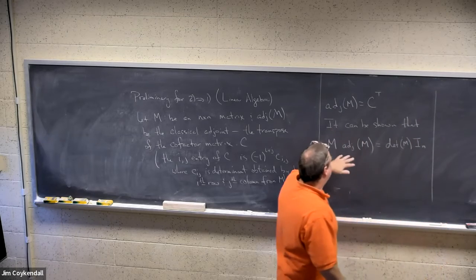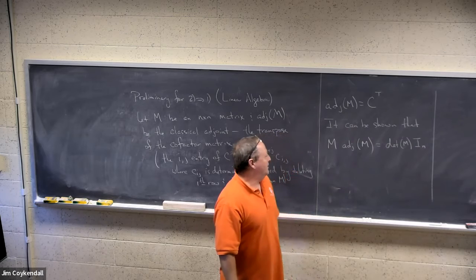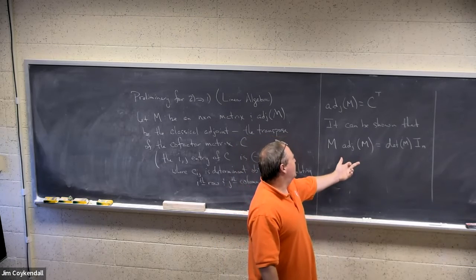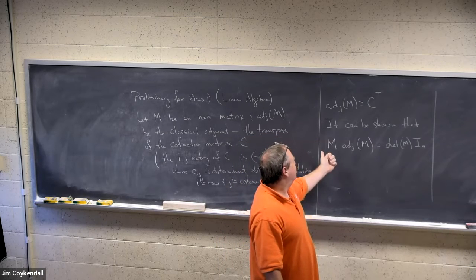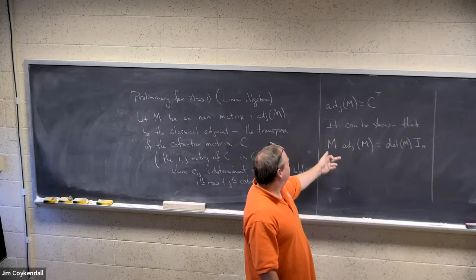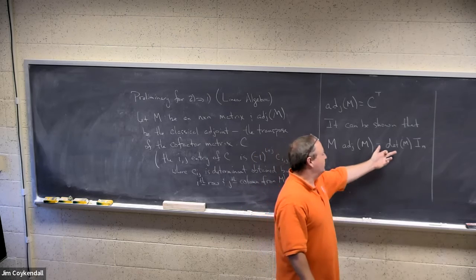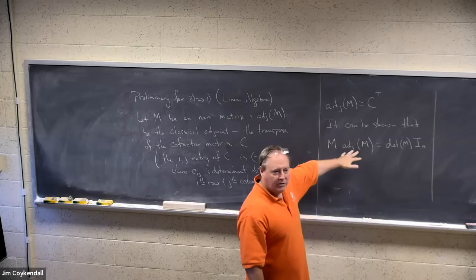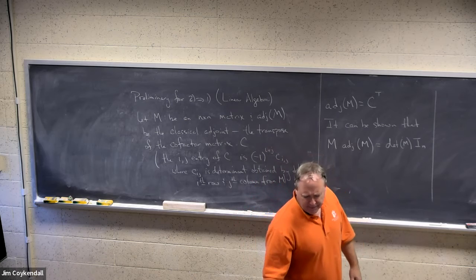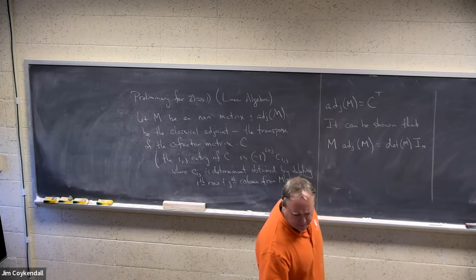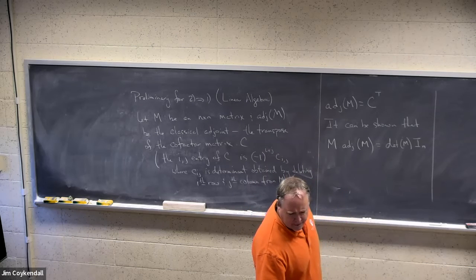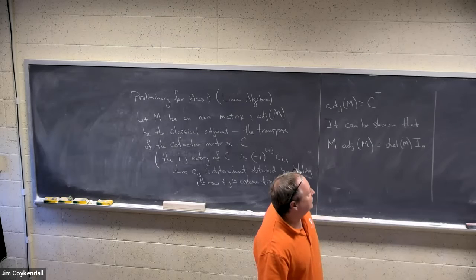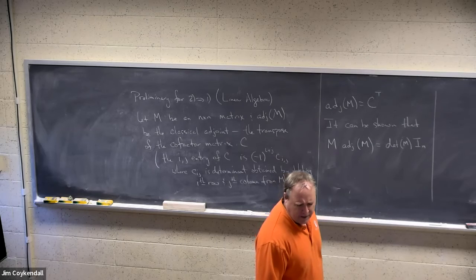But the advantage to this formula is, of course, you could say, well, the classical adjoint is just the inverse of M, you know, adjusted by this thing. But of course, this works even if M is not invertible, right? So I'm going to use this fact. So this is all kind of old linear algebra.